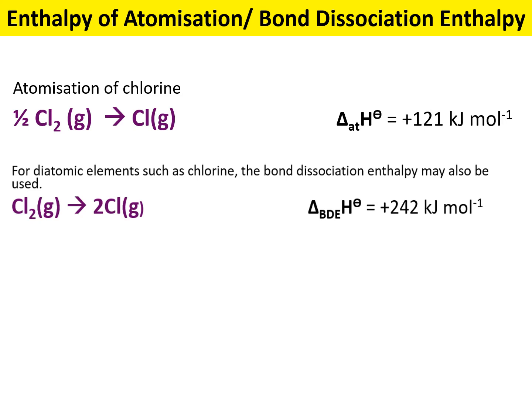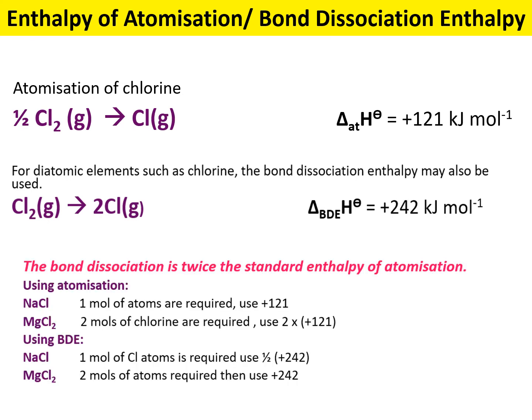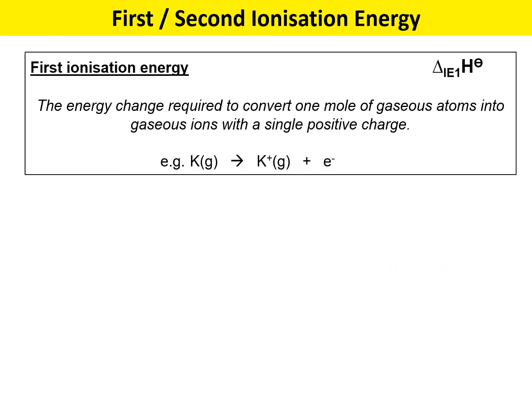Sometimes you will be given bond dissociation enthalpy values instead, and that is where you will break the chlorine-chlorine bond in the molecule and produce 2 chlorine atoms. What you can see is the bond dissociation enthalpy is twice the standard enthalpy of atomization. It's really important when we do calculations that you watch what value you have been given.